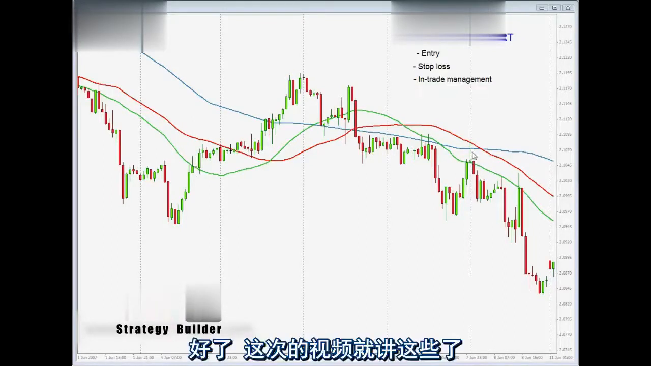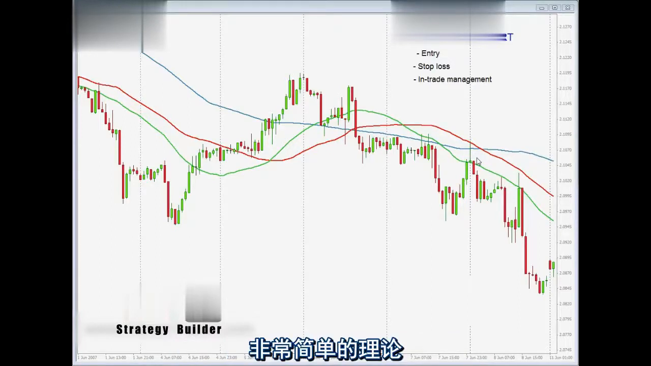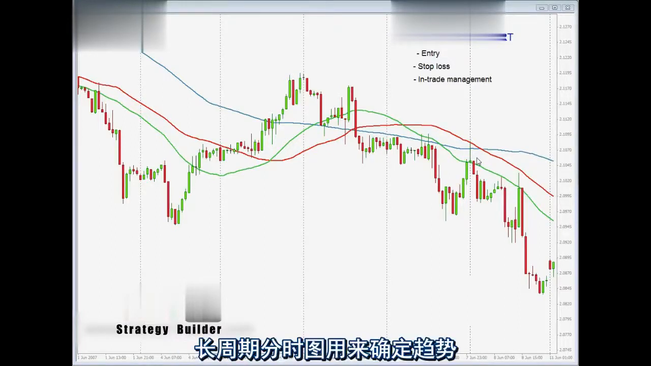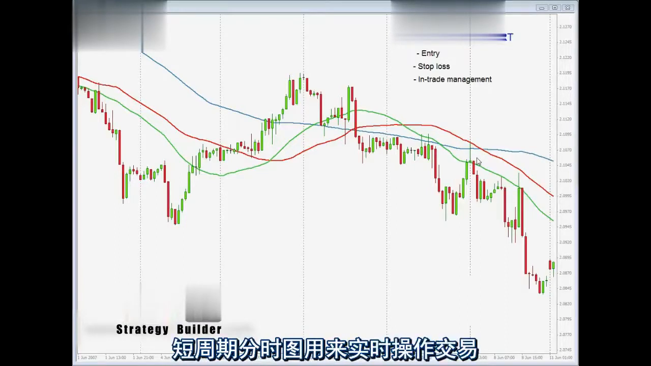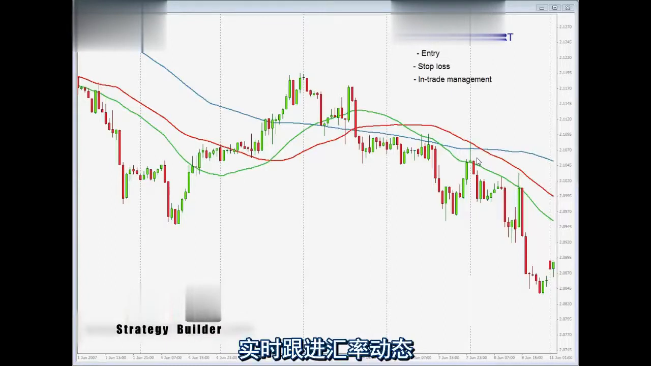Alright guys, that's basically all for this video. Like I was saying, it's just so you understand the difference between the setup chart and the trigger chart. It's a very easy concept. Basically, you establish the trend in the longer time frame, and then you zoom in to the shorter time frames to manage the trade, to get the entry, to get your stop loss, to follow it in real time, etc. Very easy concept to understand.